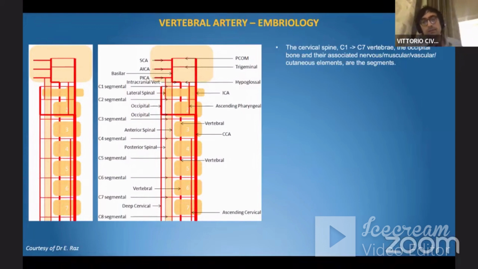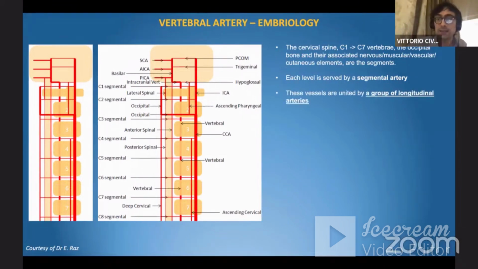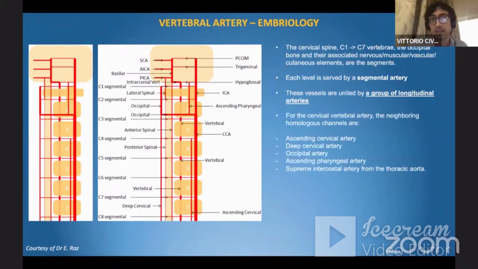Each cervical level is vascularized by these horizontal arteries that will vascularize the vertebrae, the cervical spine, the occipital bone, and their associated nerve, muscular and vascular cutaneous elements. These vessels are united by longitudinal arteries. We have the vertebral artery, but we have other vertical axes that will be formed during fetal life: the ascending cervical, the deep cervical artery, the occipital artery, the ascending pharyngeal, and the supreme intercostal artery.